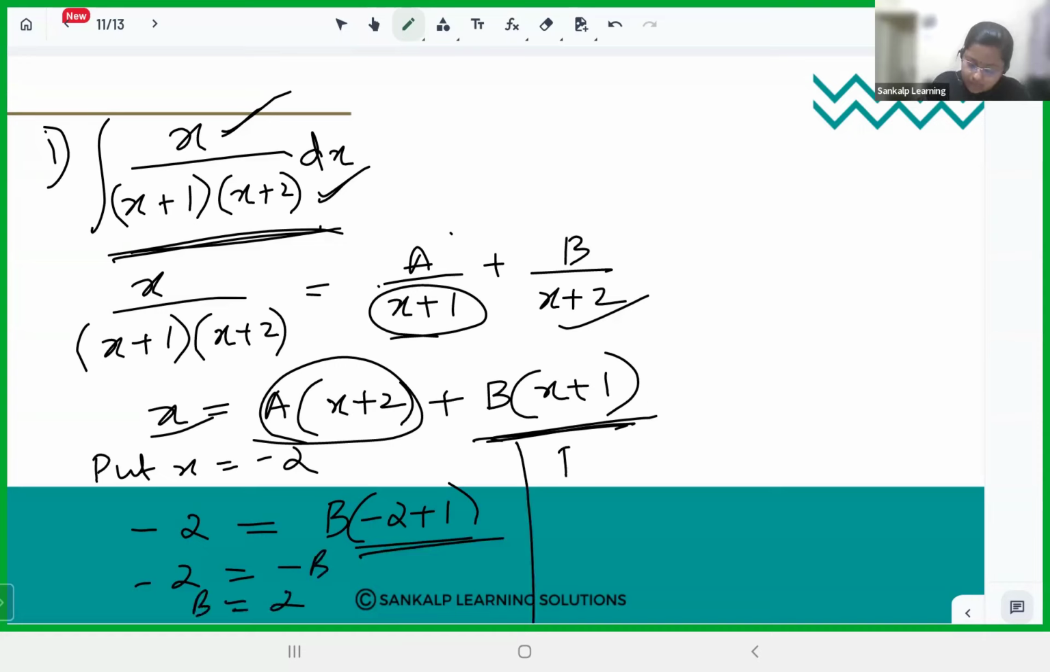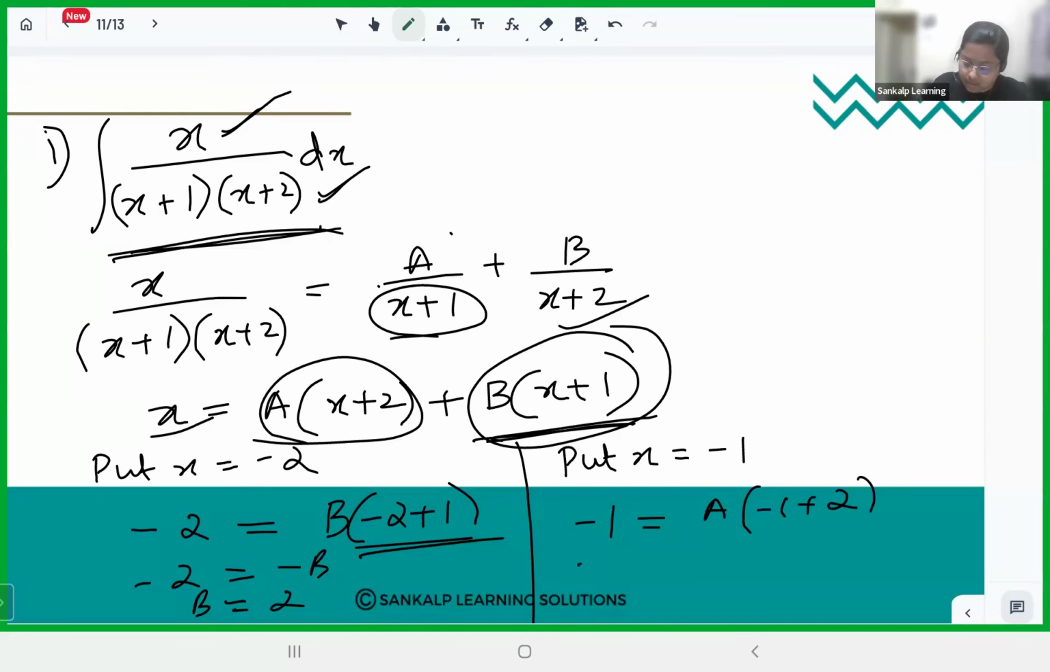Now put x equal to minus 1. Here you put minus 1. So that is minus 1 is equal to, what happens there? This is a into minus 1 plus 2. Minus 1 plus 2. That is minus 1 is equal to a, that is a is equal to minus 1 and b equal to 2. A equal to minus 1 and b is equal to 2.